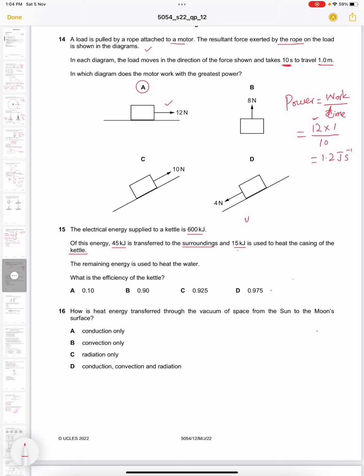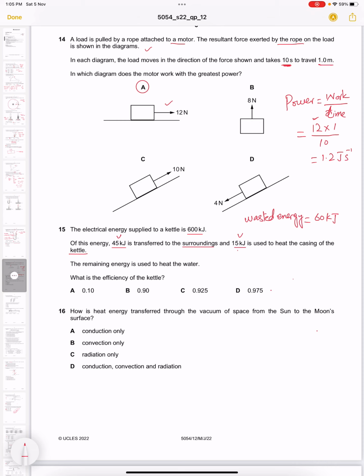So in this case, wasted energy means, by the way, energy is never actually wasted, but we call that energy wasted, which converts to other forms which are not required by us. So we can call that wasted energy. In this case, it will be 45 plus 15 kilojoule, so that will be 60 kilojoule.